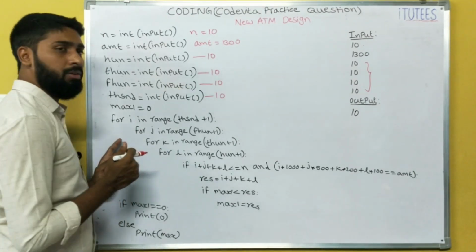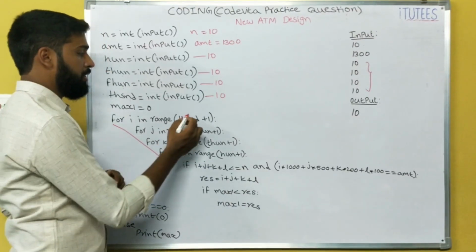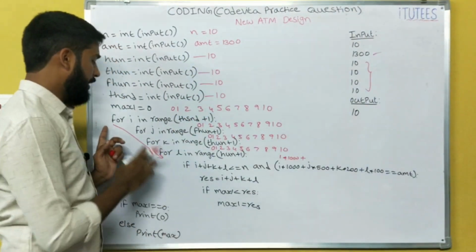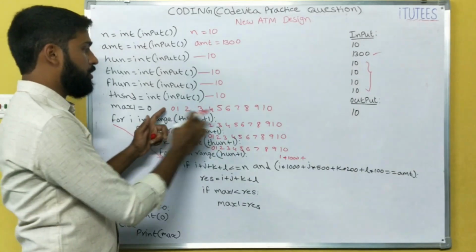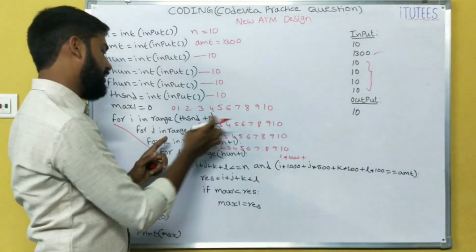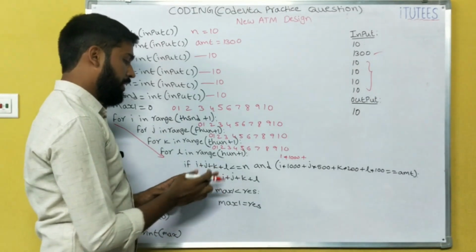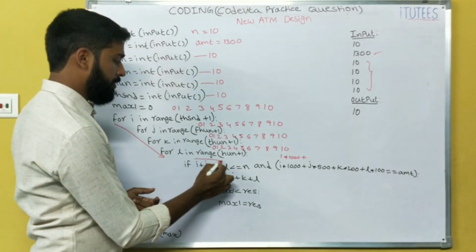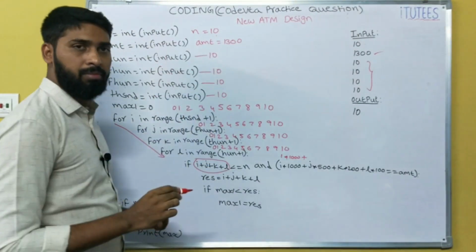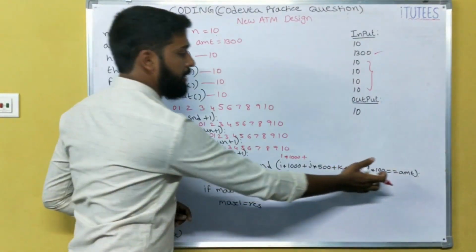First we write 4 for loops. The first for loop is for thousands: for i in range of 1000 count plus 1. That means 0 to 10, since the 1000 count is 10, 10 plus 1 is 11, and range of 11 means 0 to 10. Similarly for 500, 200 and 100. Now we find whether the number of notes is less than or equal to N, that means 10, which we already discussed, and whether the total equals the amount or not.